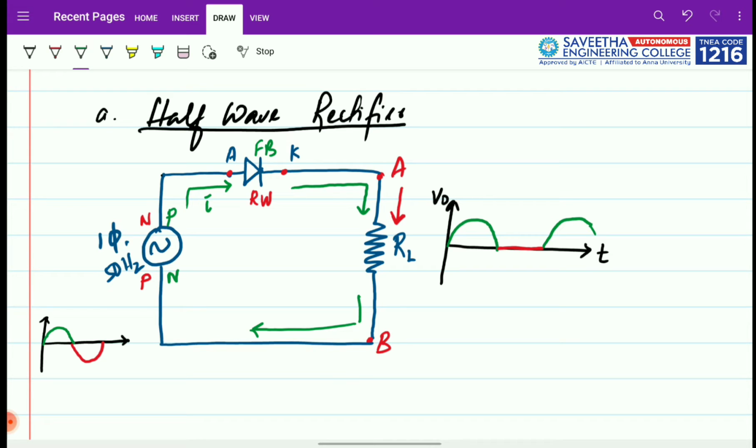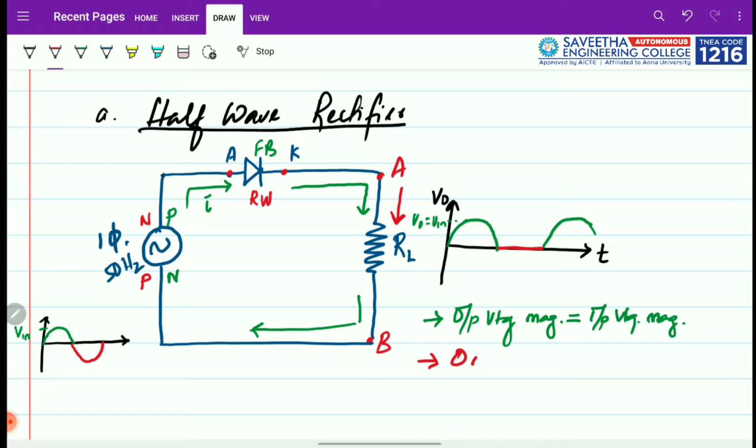If you give your input some value, say V in, the output value V naught will be equal to V in. The major advantage in this operation is that the output voltage magnitude is the same as the input voltage magnitude, but the major disadvantage is that only one half is rectified.